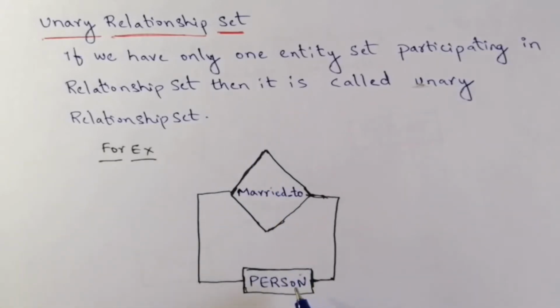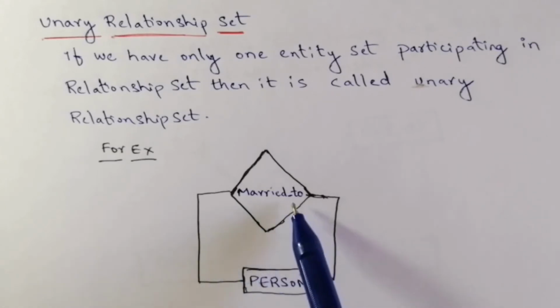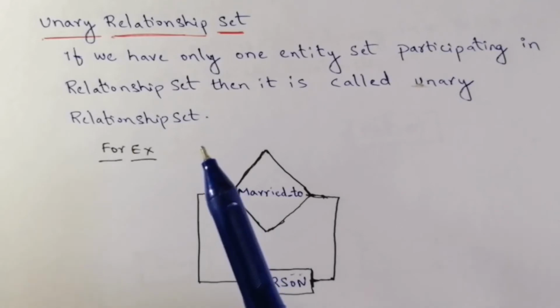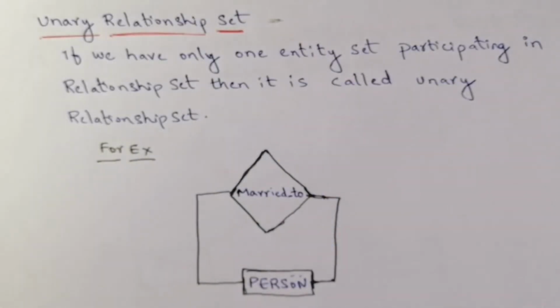What is the example here? A person married to a person. It's a common phenomenon. A person is an entity, and we have a relationship which looks back at the same entity. See here, a person married to a person. Here we have only one entity participating, so it is called a unary relationship set.